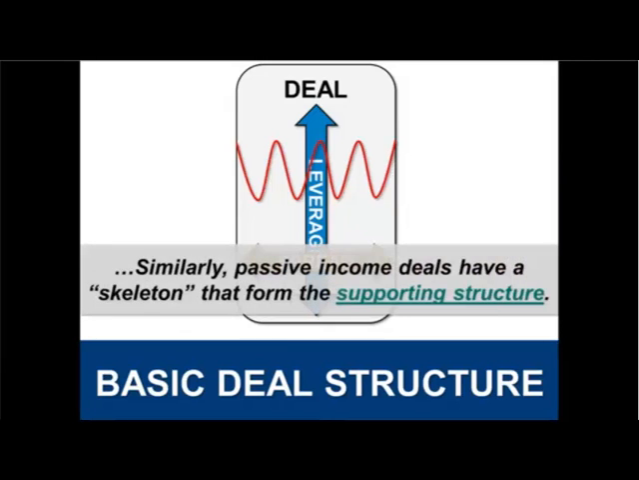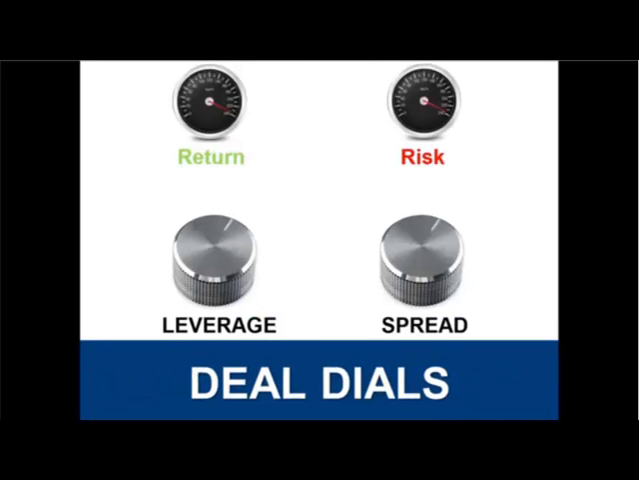So this is what forms the supporting structure of every single passive income deal that you could ever do, no matter the asset. On the bottom you have these deal dials. On the left-hand side, the deal dial is leverage, and on the right-hand side, the deal dial is spread. What we're going to show you is how you can adjust leverage and adjust spread. Those are your dials, and as you adjust them, it will impact the return and the risk. On the top, you see return and risk, and those are gauges.